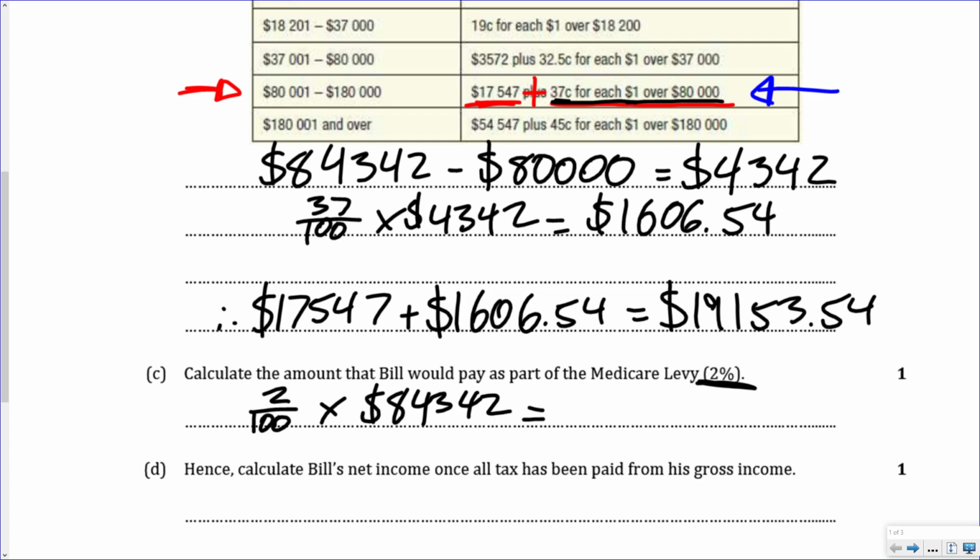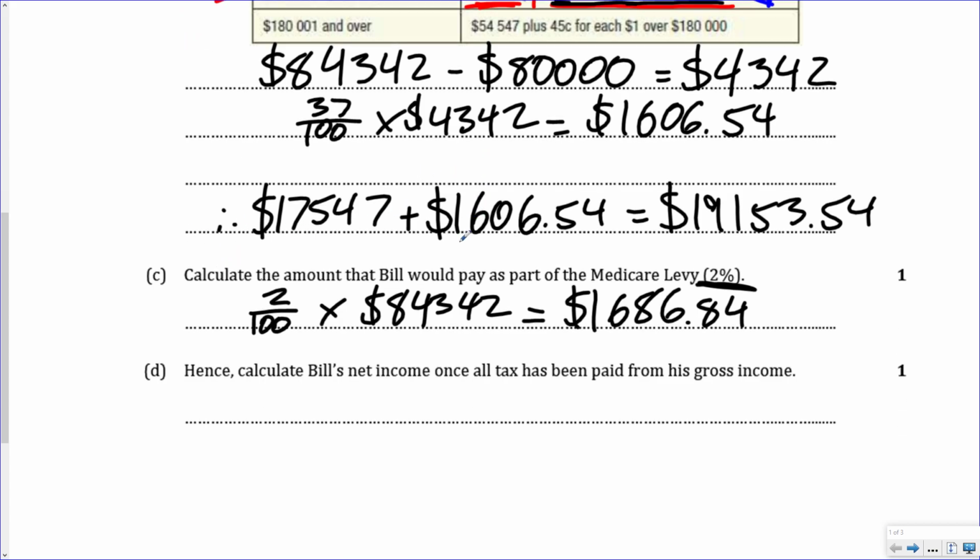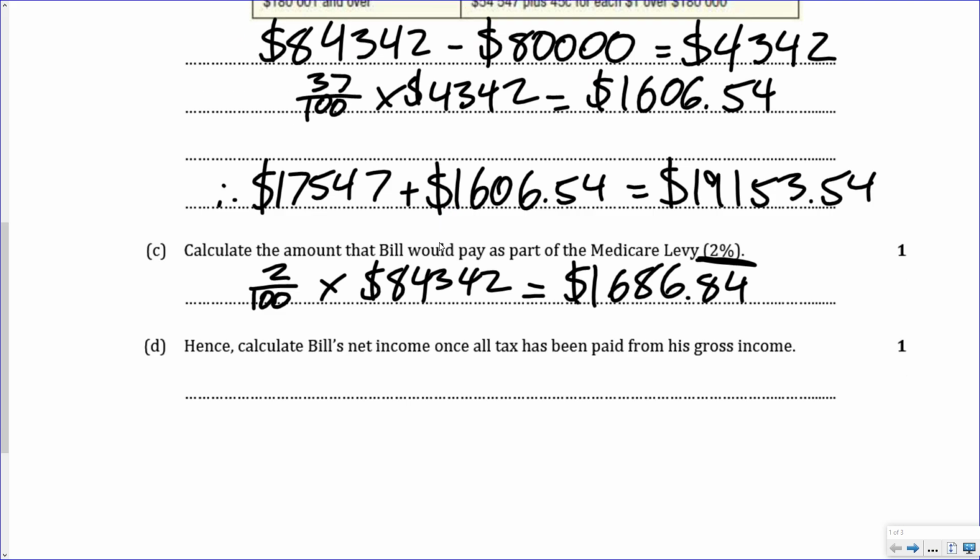and that equals $1,686.84. So lastly, we want to calculate Bill's net income once all tax is being paid from the gross income. So what we're doing is we're going to go back to that gross income, not the taxable income anymore. We're going to get that gross income and subtract the total amount of income tax and subtract the amount of Medicare levy.